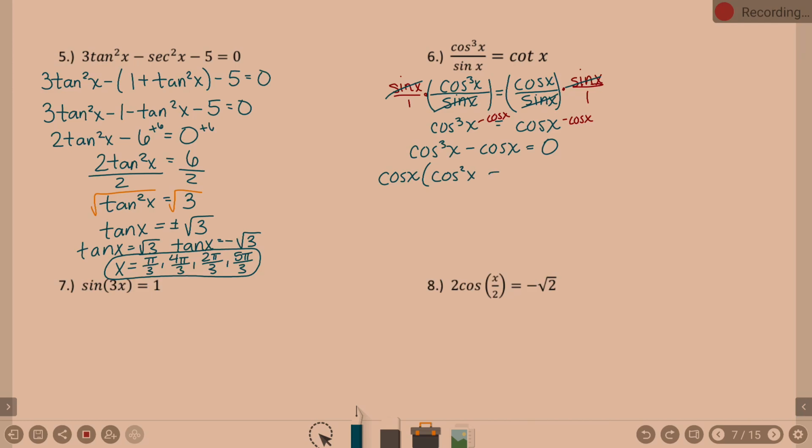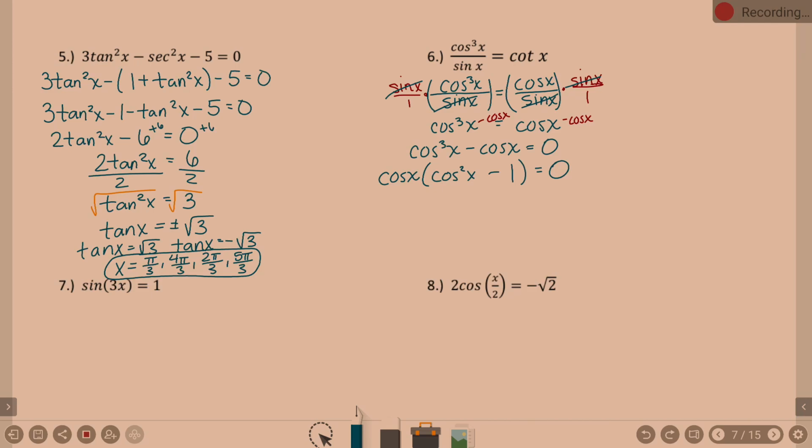Minus, what's cosine divided by cosine? It's 1, right? Cosine divided by cosine is minus 1. So I now have cosine x times cosine squared x minus 1 equaling 0. Cosine squared x minus 1 is equal to negative sine x. Could we use a Pythagorean identity here? That is an option. Okay, and it's actually a very helpful option.